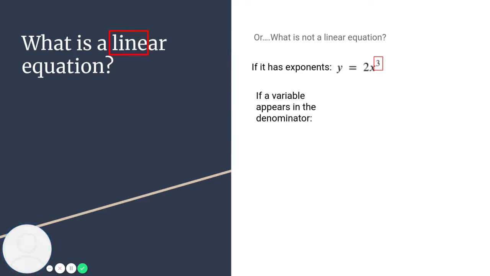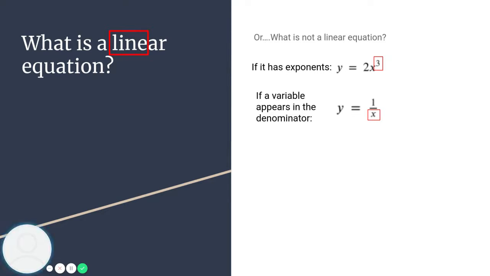The next rule, if a variable appears in the denominator, remember that a denominator is the bottom of a fraction. So anytime that there is a variable, it doesn't need to be a number, it just needs to be a letter of some sort, automatically makes it not linear. So an example, y equals 1 over x. The variable that you see there in the denominator, the x, automatically makes this not linear. Again, this makes the graph curve in some fashion.